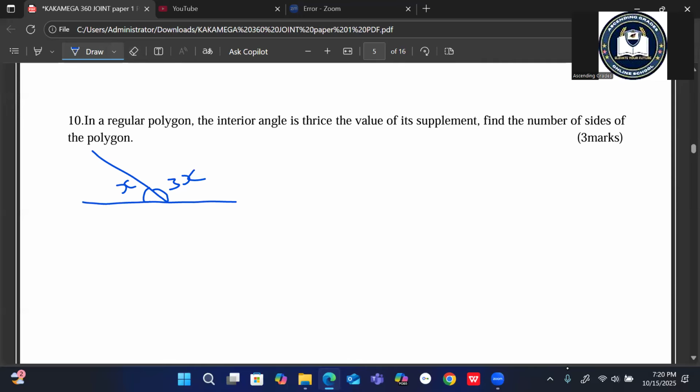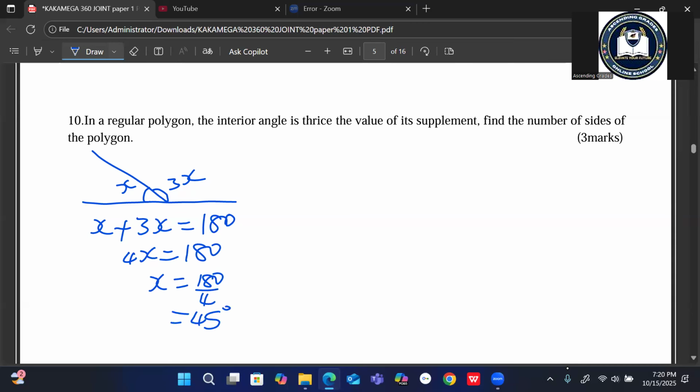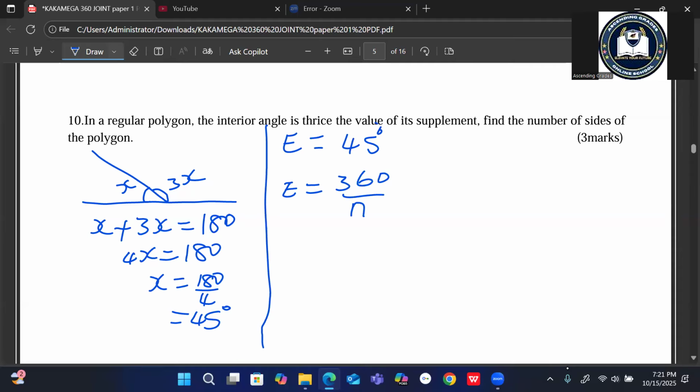So when you add the two, supplementary angles should be equal to 180. The sum of supplementary angles is 180, so x plus 3x is 4x, which should give you 180. So x should be 180 divided by 4, which gives you 45 degrees. So our exterior is 45 degrees, and we know that exterior is equal to 360 degrees divided by n, where n is the number of sides.